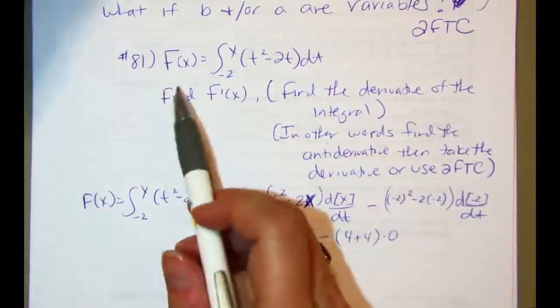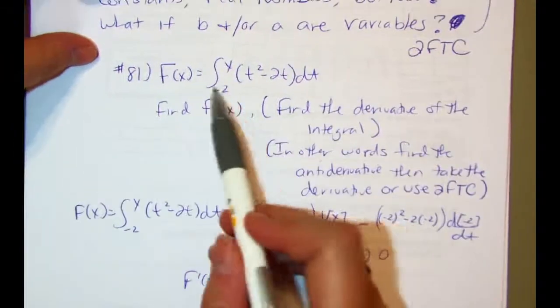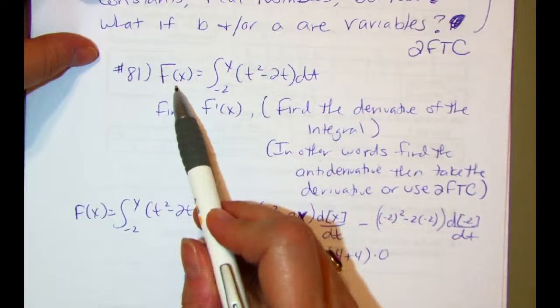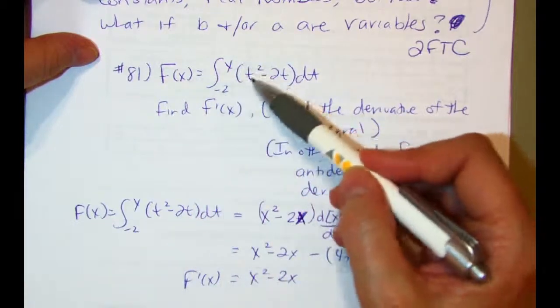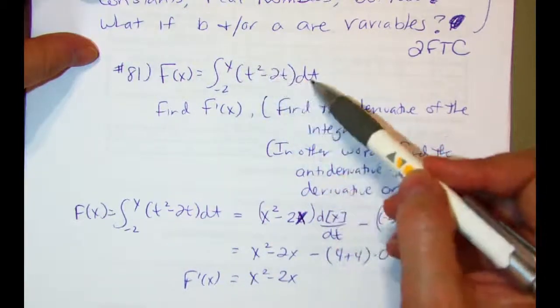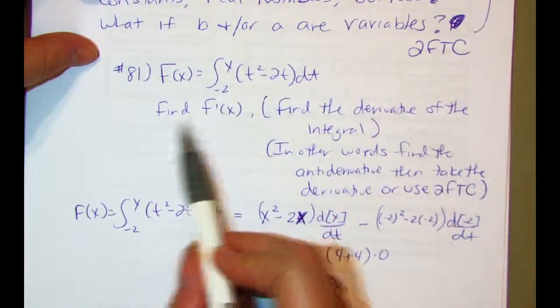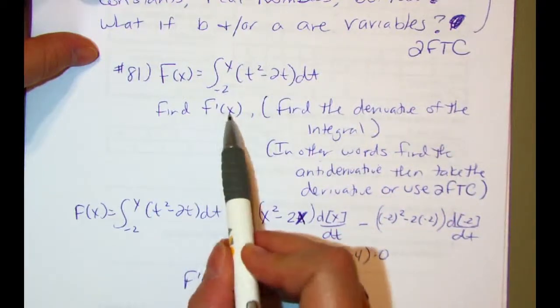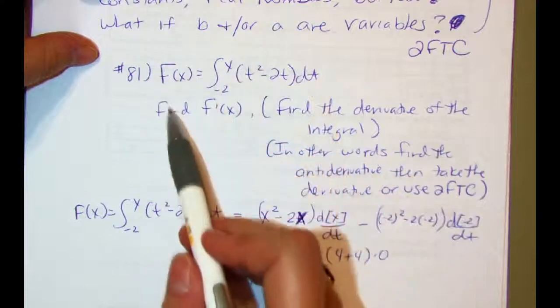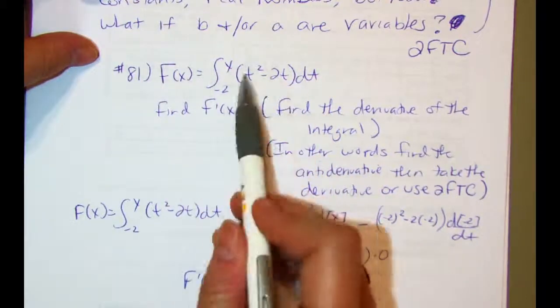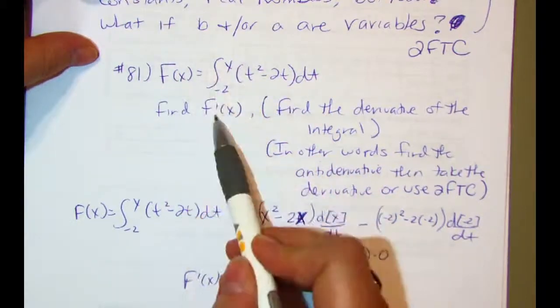So in 81, capital F of x equals this. So this is the antiderivative. From x to negative 2 to t squared minus 2t dt. I'm supposed to find the first derivative of f of x. In other words, take the second fundamental theorem of calculus. After I go and I take the antiderivative, then I go back and I take the derivative. Well, how am I going to do that? Well, what I just did here.